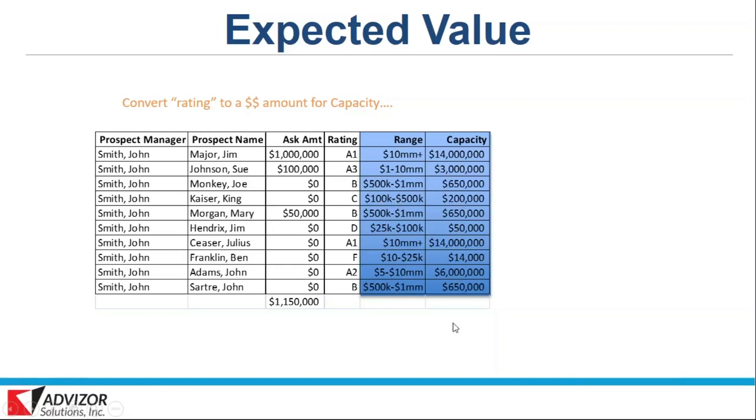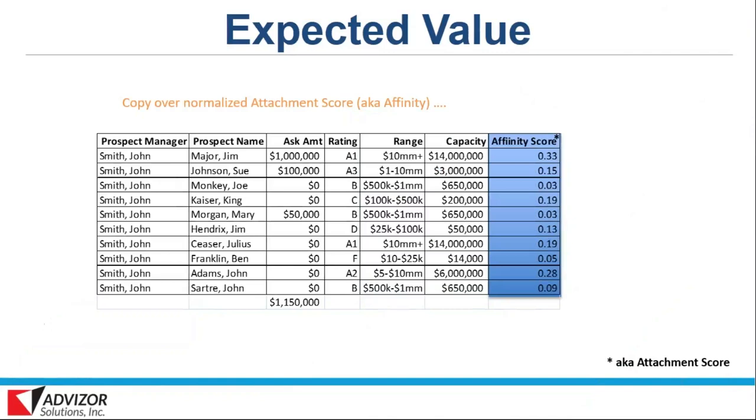So that's these numbers. So we basically want to take the ratings, create a range, and create a number for what the capacity should be. And generally, these capacities are the amount the person could give over some period of time. And often there's a liquidity factor. Sometimes there's not. If there's a liquidity factor, you can divide by that. If there's not, we generally would take 7 years for how this might pay out. Then there's the affinity or attachment scores, which we've been talking about. They run from low 0.09, 0.05, up to high 0.33.